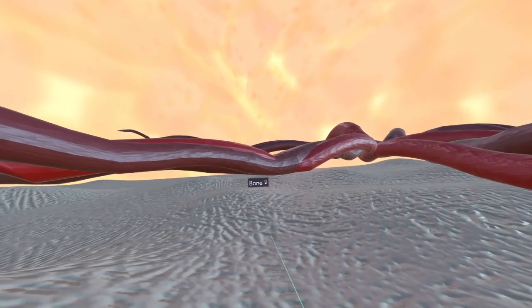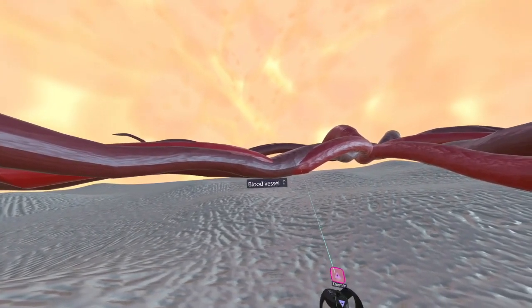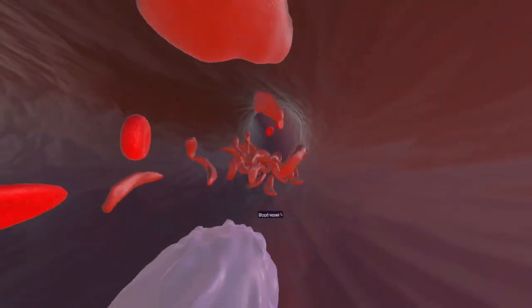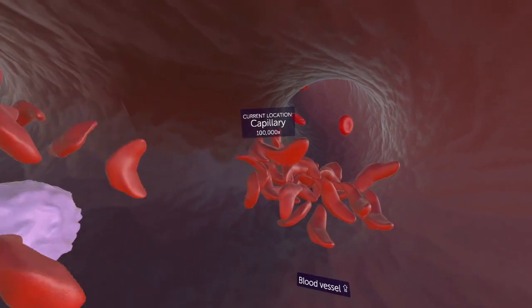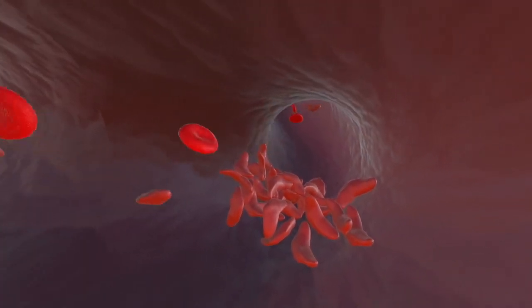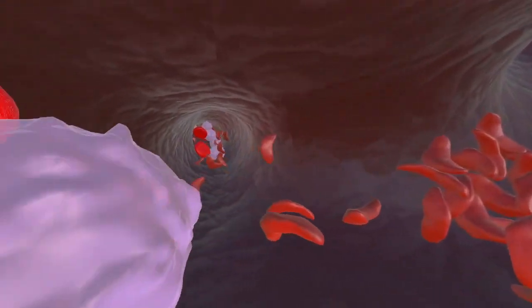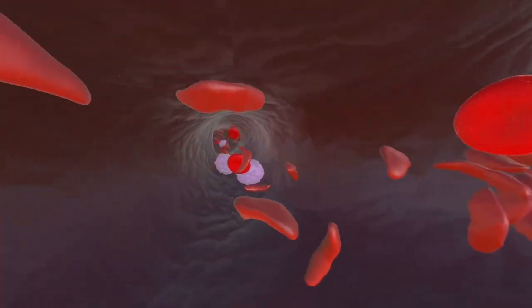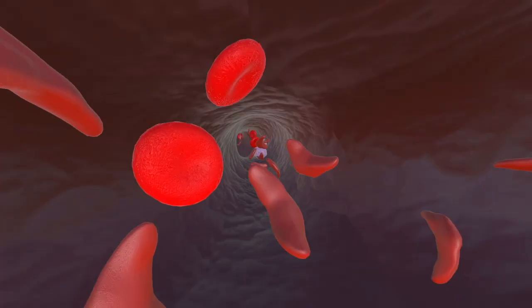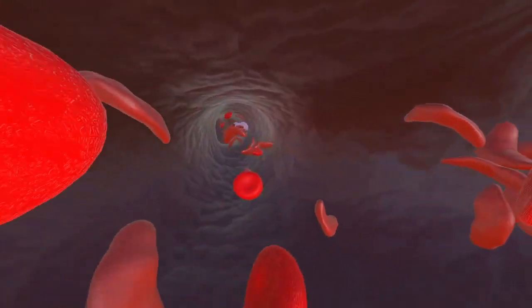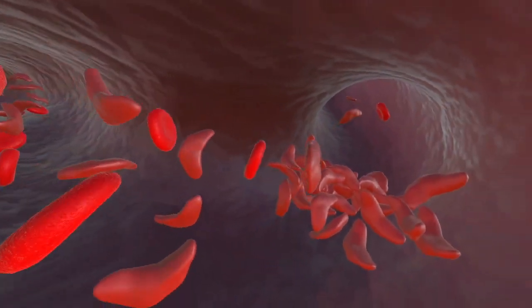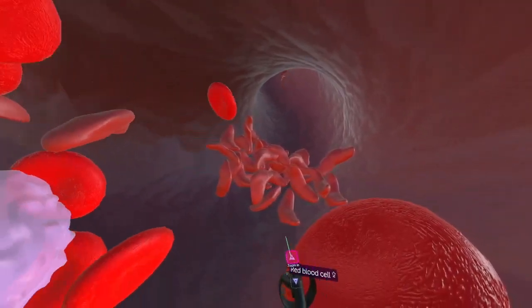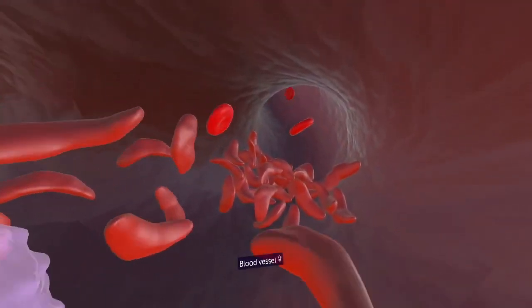So let's go into a vessel by pointing at one and pressing up on the joystick to zoom in. All right, so we're now inside the vessel or capillary. And we can see on the left side, before this vessel splits two ways, there's pretty good blood flow. There's all these red blood cells moving down pretty quickly. And on the right side, you can see all these sickle-shaped cells are clogging and getting caught. And this is blocking blood flow to that area.